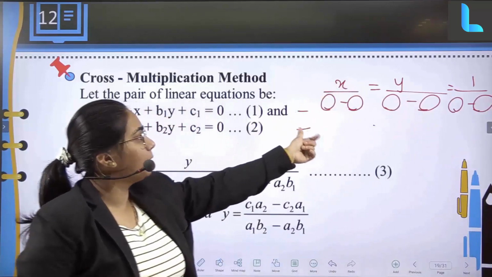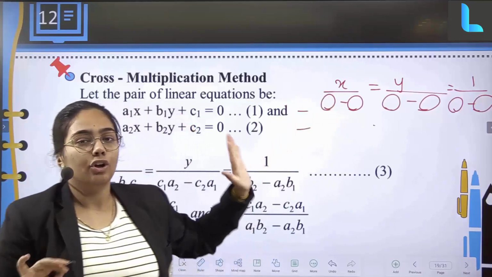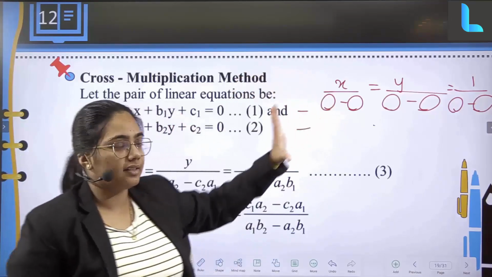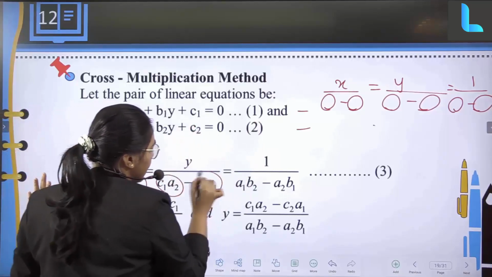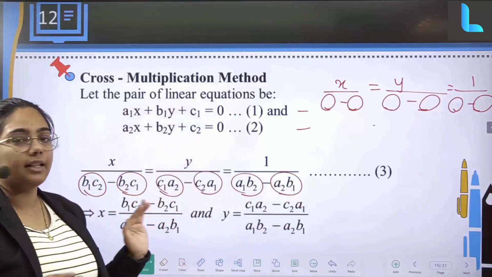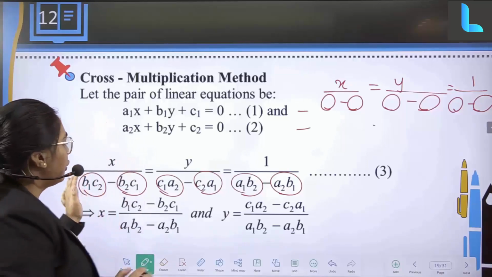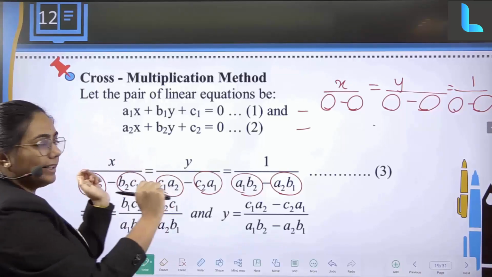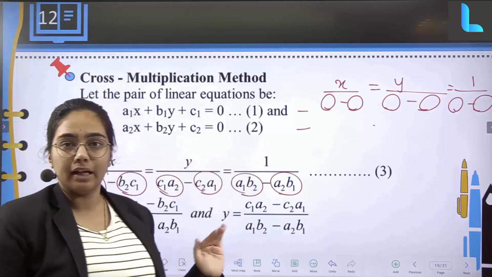x divided by something, you have to multiply something and then deduct, and again over here. So it just looks like this. This is what it looks like. But how are we going to remember this? It is very simple. So these are the two equations, the general format. First make sure x divided by something is equal to y divided by something is equal to 1 divided by something.